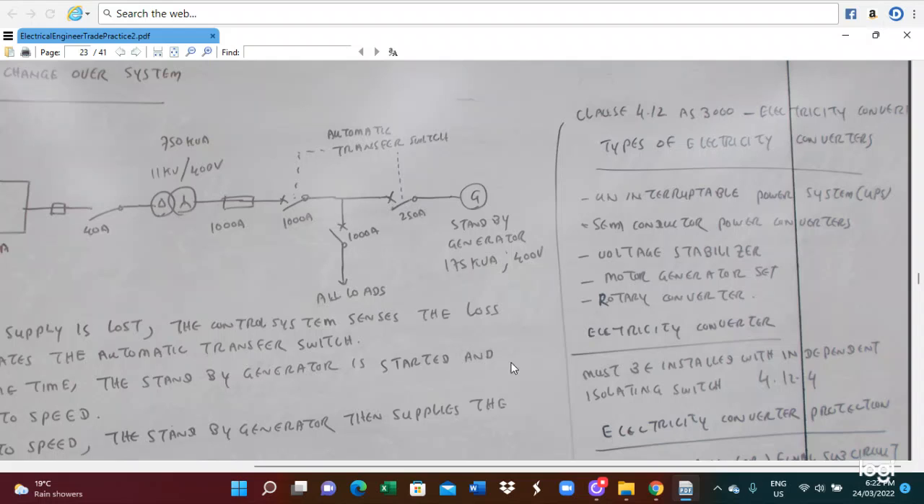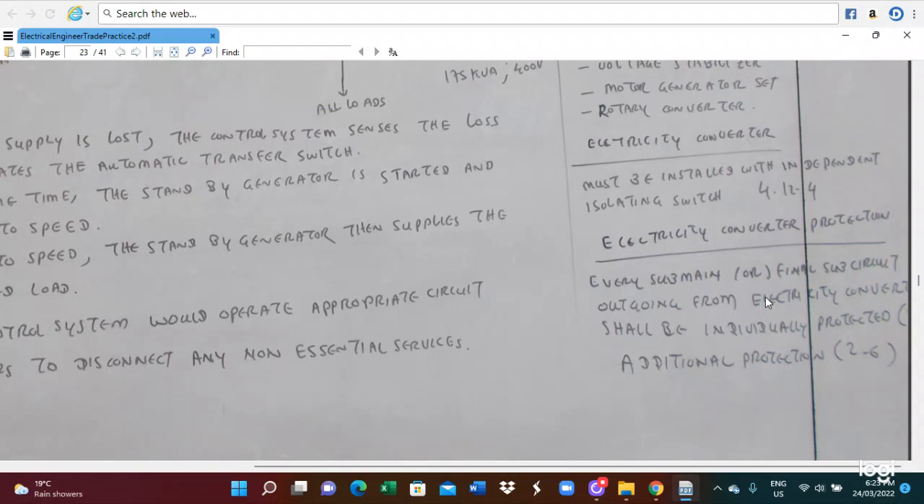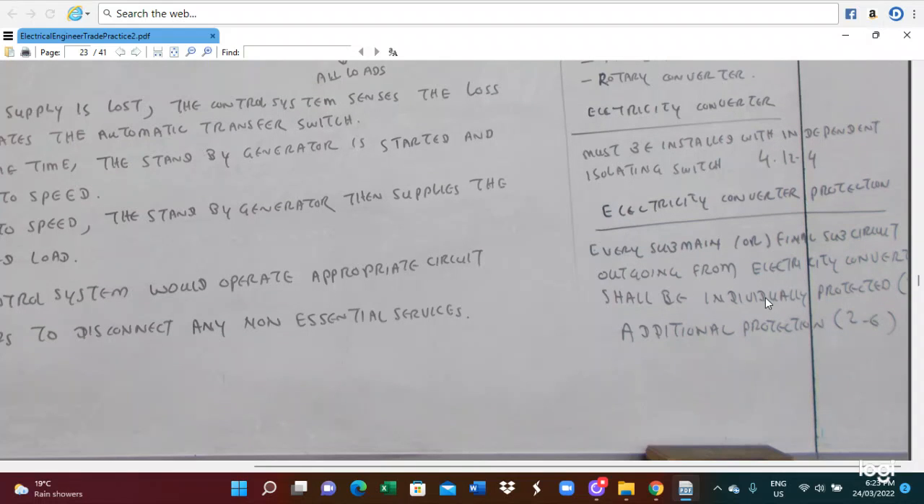So the types of electricity converters connected here are the uninterruptible power supply system. Also, we use the voltage stabilizer, motor generator, and the rotary inverter. Electricity converters must be installed with an independent isolation switch, as per clause 4x12x4 of AS3000. So the electricity converters are protected; every sub-circuit on the final circuit outgoing from the electricity converter must be individually protected, and as an additional protection.